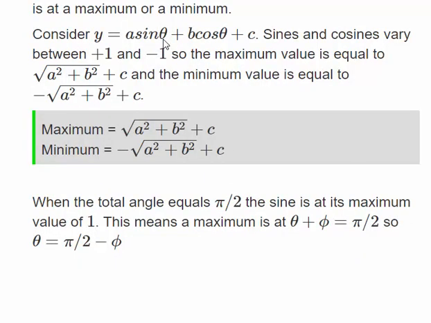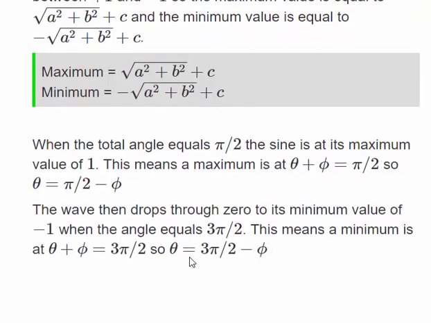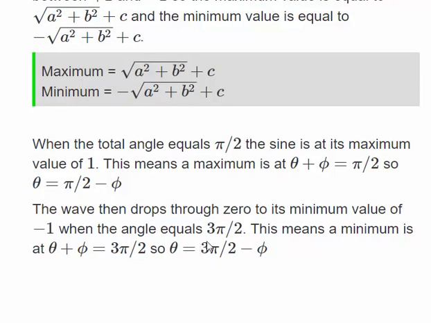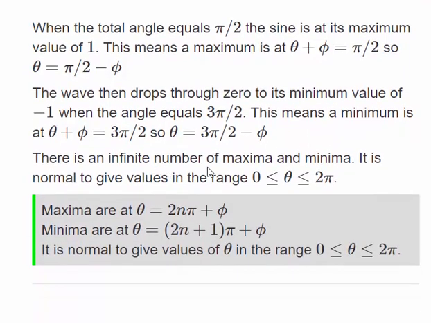When the total angle, which is theta plus phi, is equal to pi over 2, the sine is a maximum. That means at the maximum, theta plus phi is equal to pi over 2, so theta max is equal to pi over 2 minus phi. A sine is at its minimum at 3 pi over 2, which means at the minimum theta plus phi is equal to 3 pi over 2, so theta min is equal to 3 pi over 2 minus phi. There's an infinite number of maxima and minima, and it's normal to give theta in the range 0 to 2 pi.